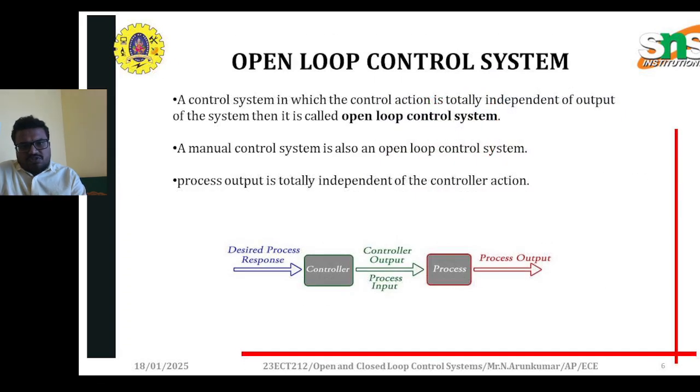Open loop control systems: the desired input from the person is given to the controller, then the controller output is given to the process, and then we get the output. Here we are adding only a limited number of applications by using open loop control systems. The control action is totally independent of the output of the system, so it is called an open loop control system. It is a manual control system because we are giving only one kind of information to the system so that we can get the output, like a manual gear.